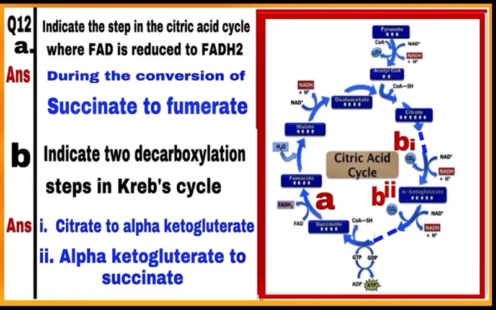2 decarboxylation step नोट कीजिए डायग्राम में B1 and B2. B1 देखिए, it is the conversion of citrate to alpha ketoglutarate where decarboxylation takes place and one molecule of carbon dioxide is formed. B2 देखिए, it is the conversion of alpha ketoglutarate to succinate where second decarboxylation takes place during the Krebs cycle.